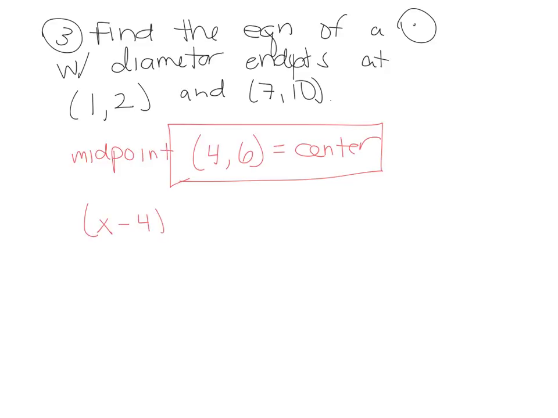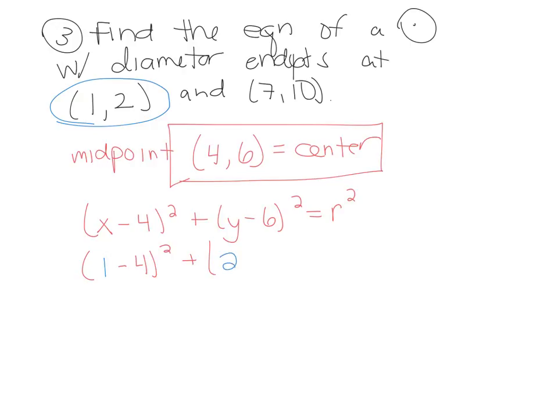(x minus 4) quantity squared plus (y minus 6) quantity squared equals our radius squared. I'm going to plug in either one of them. I'm plugging in (1, 2) though. (1 minus 4) quantity squared plus (2 minus 6) quantity squared equals r squared. Negative 3 squared is 9. 2 minus 6 is negative 4, squared is 16, equals r squared. And r squared equals 25.